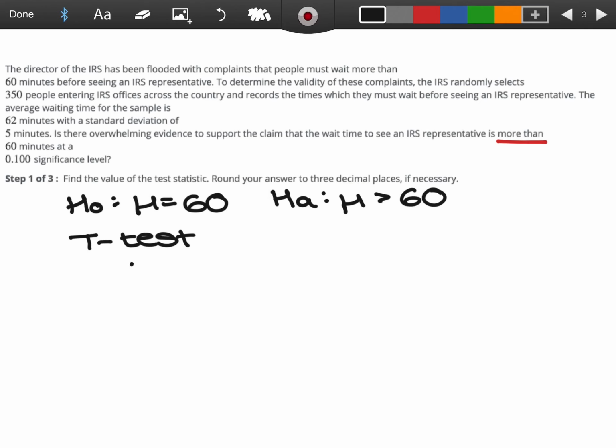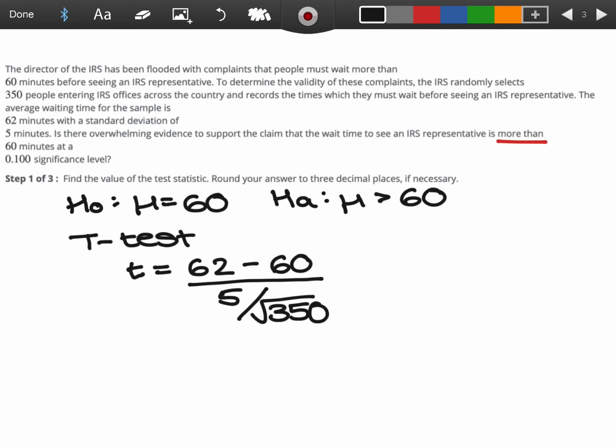So you can go ahead and calculate t, which is equal to the sample mean, which was 62, minus the population mean, divided by the sample standard deviation over the square root of the sample size. Okay, so if you go ahead and do that, you should end up with 7.483. Okay. So that is your test statistic.